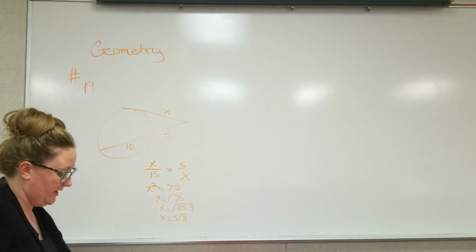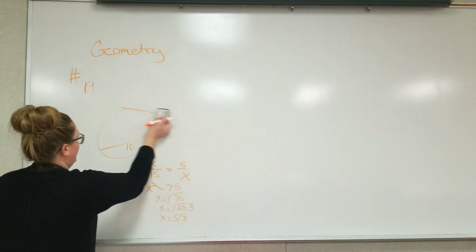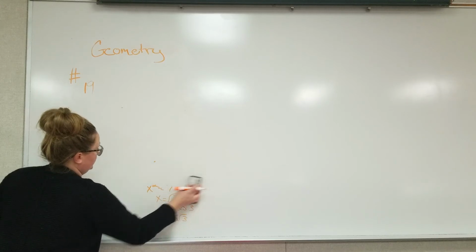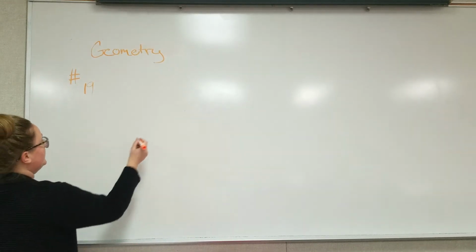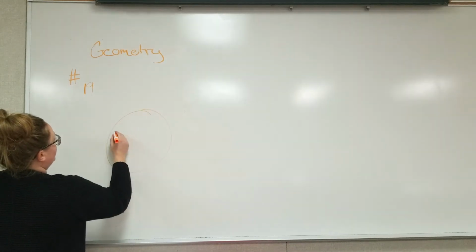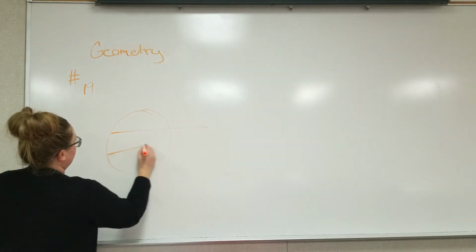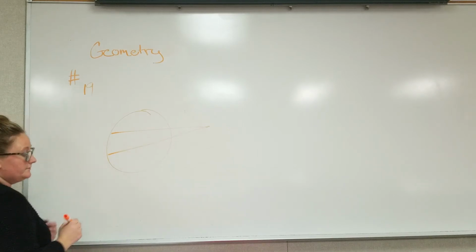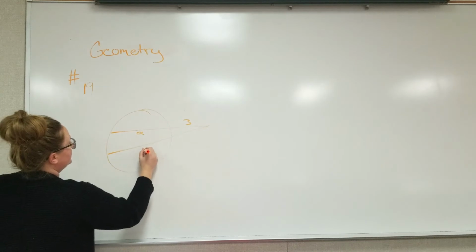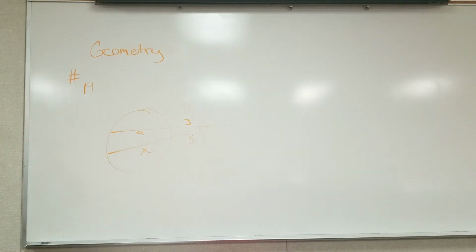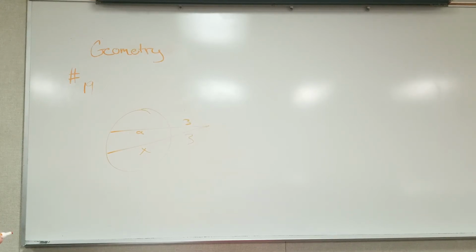All right, next we have two secants intersecting outside the circle. So the theorem for that is the lengths of the segments is to find the length of the segment of the secant. You multiply the whole secant times its outside part equals the other secant, the whole secant times the outside part.